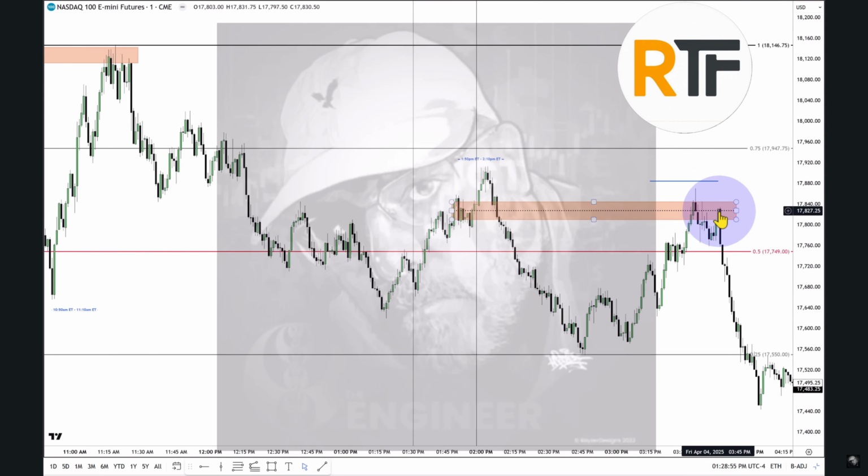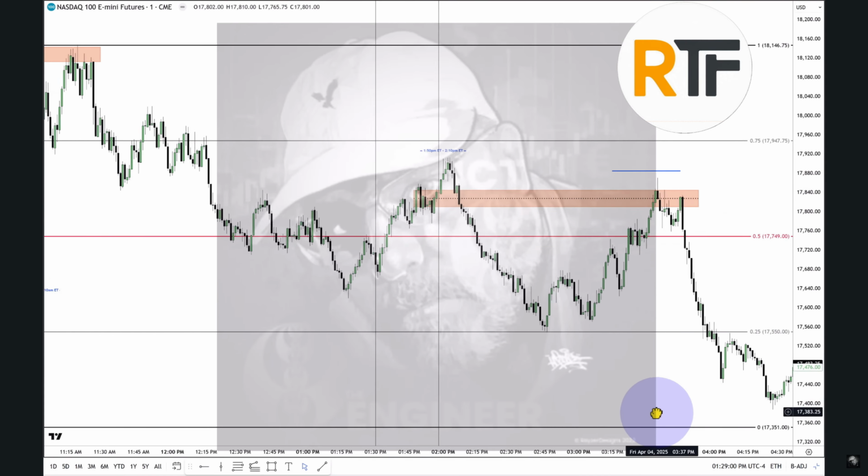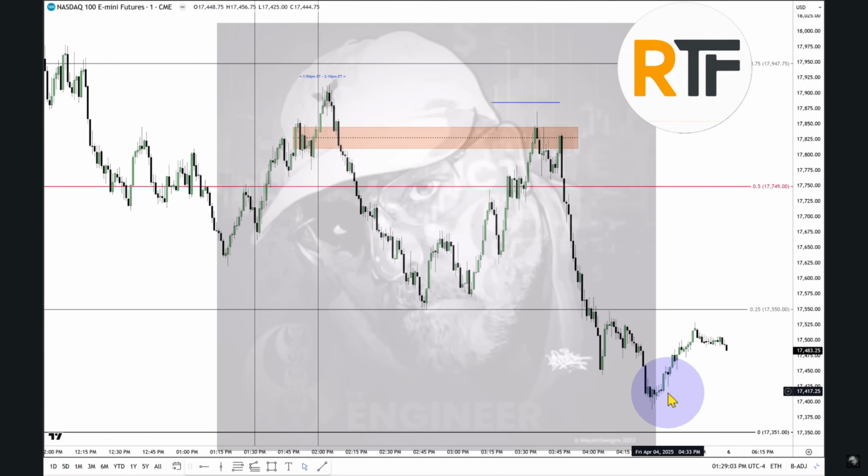And then back to consequent encroachment and it sends it lower, trades down below 17,550, and the low comes in at 17,387 and a half. Right in there. It's beautiful. All right, so I'm going to take you up to the daily chart real quick.